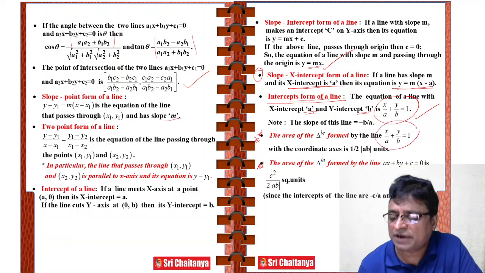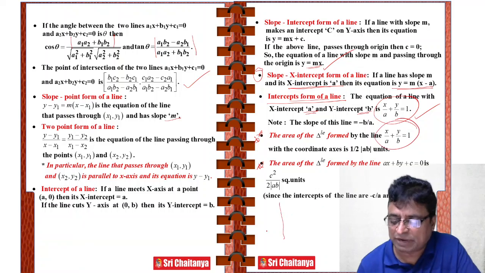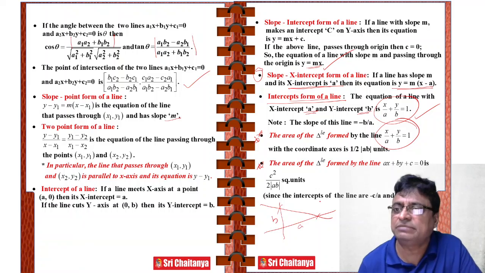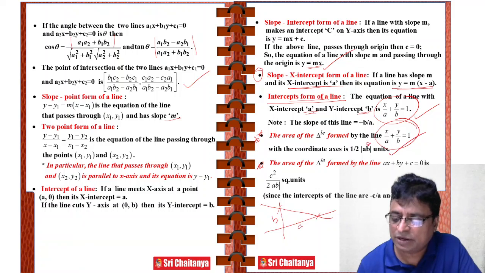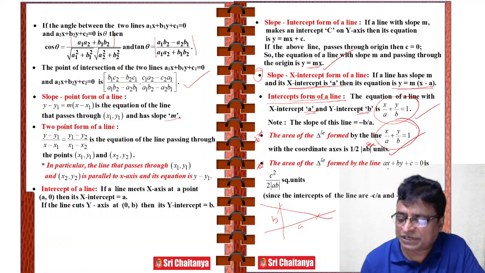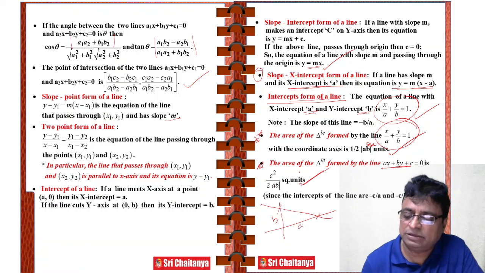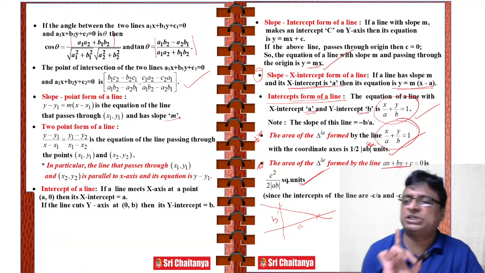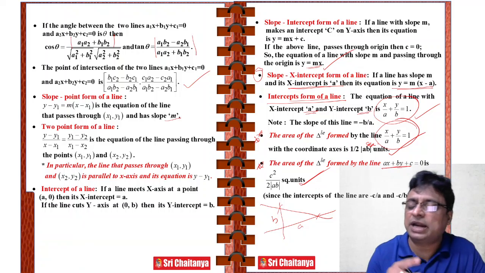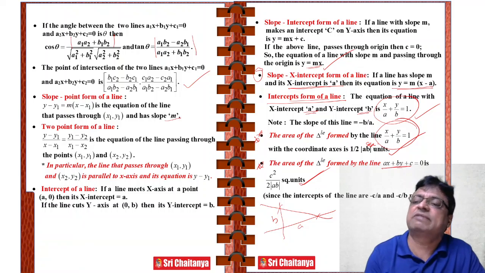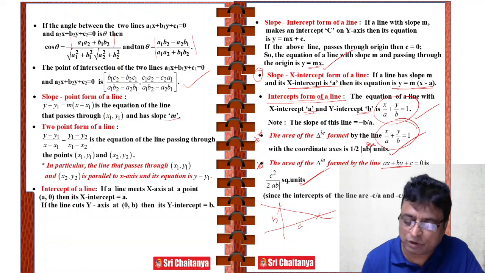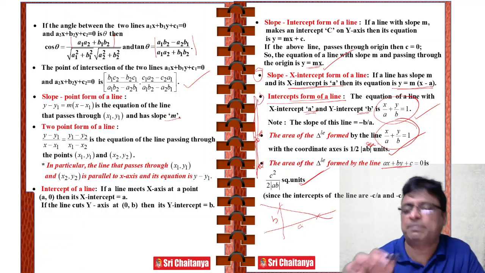What is that? Area of the triangle formed by the line x by a plus y by b equal to 1. This is the line, this is a and this is b. Area of the triangle is half base into height, that is half mod ab square units. The generalized version is the area of the triangle formed by the line ax plus by plus c equal to 0 with the coordinate axes: c square by 2 mod ab. These two formulae are very, very important. Questions were repeated. Directly or indirectly, we can apply these formulae even for solving several other problems. So better you concentrate more on these two formulas and the intercept form; these three are very, very important.